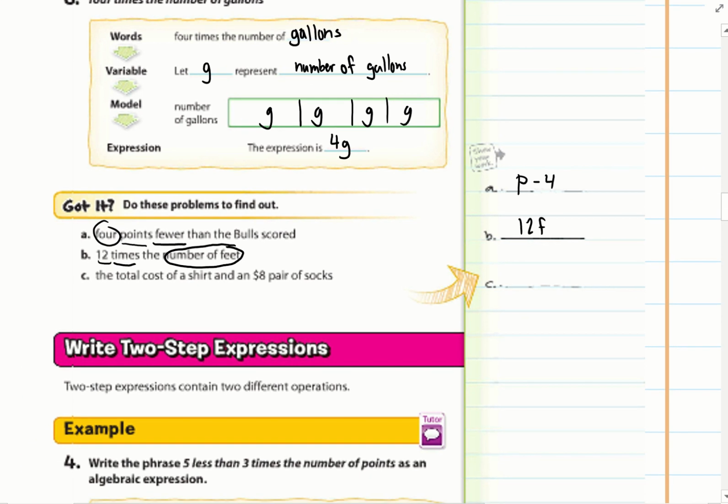The total cost of a shirt and an $8 pair of socks. So we're looking at total cost of 2 things. So we know S will be shirts, and then we're also buying an $8 pair of socks. So we have S plus 8.